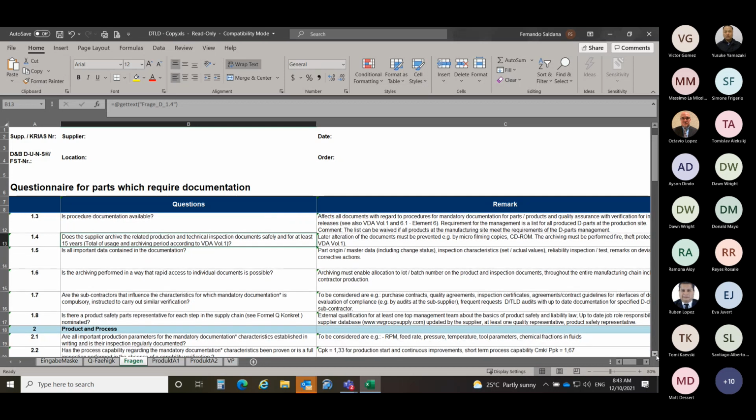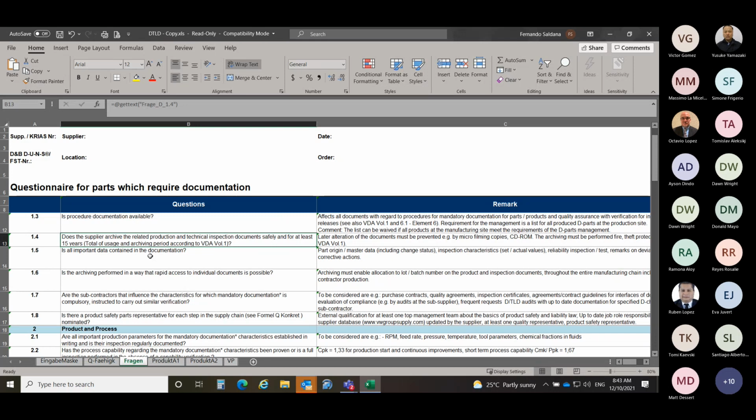1.4, for example, is that the archive of the information is maintained for at least 15 years. This is what I was mentioning in a previous slide. So we've got to have a suitable way to archive this information and have it available upon request.